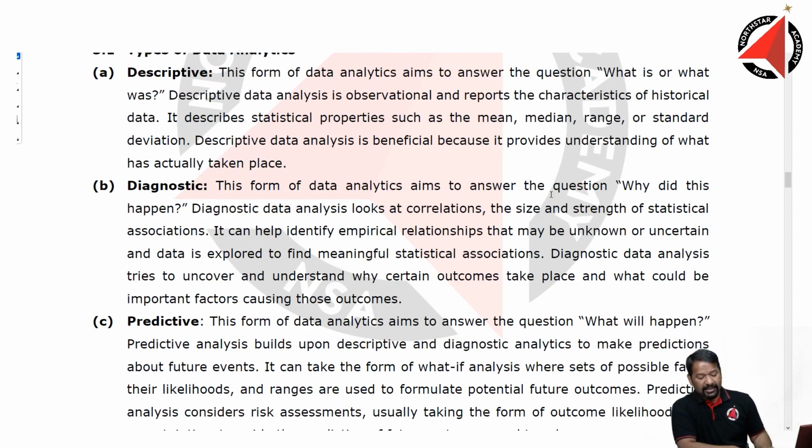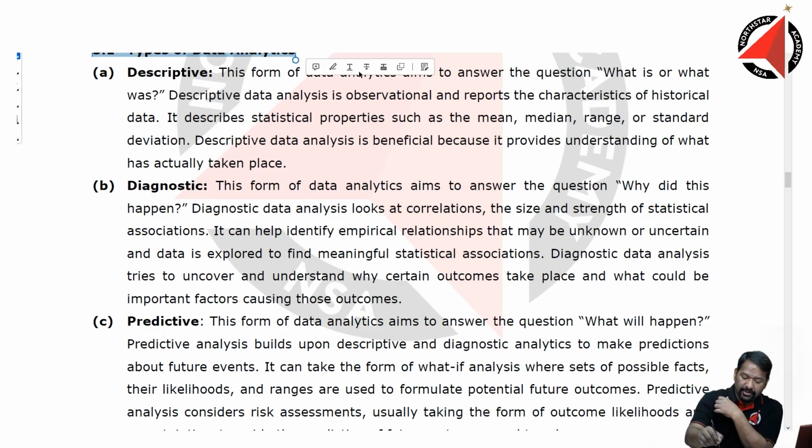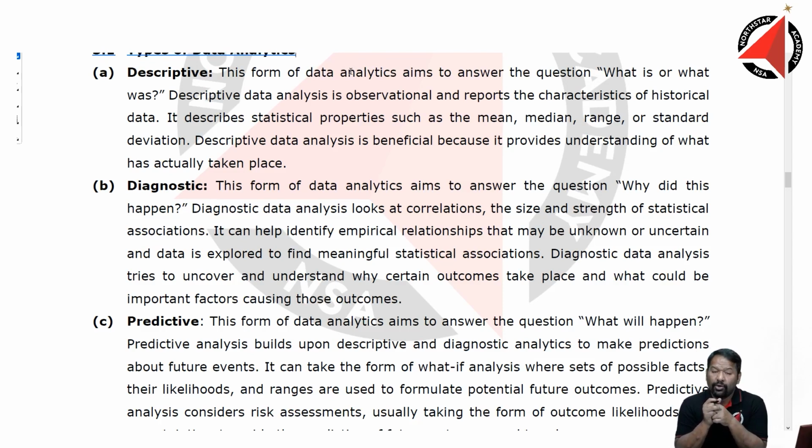Types of data analytics. Now this is very important. I want you to remember this entire thing. Types of data analytics. So the first one is descriptive. This form of data analytics aims to answer the question what is or what was. Descriptive data analysis is observational and reports on the characteristics of historical data. I want you to remember here it answers what is or what was, what has happened, or what the information was all about.